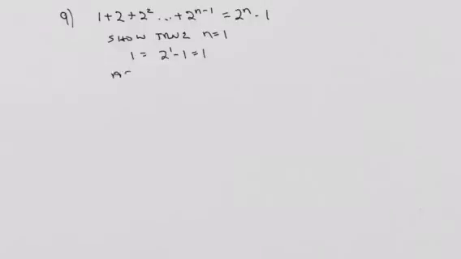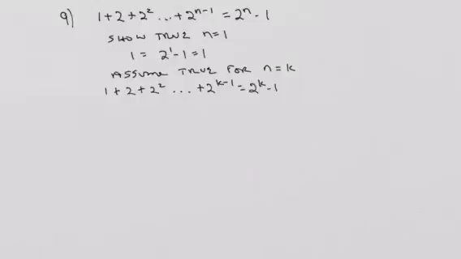Then we're going to assume it's true for n equals k. We're going to replace n with k, and we're going to have 1 plus 2 squared dot dot dot plus 2 to the k minus 1 power equals 2 to the k minus 1.